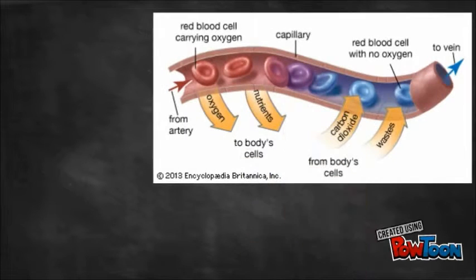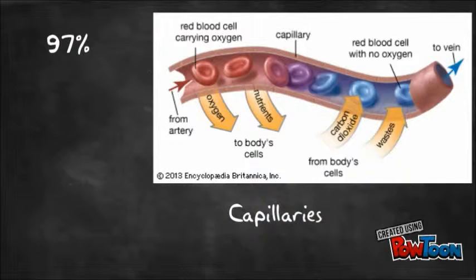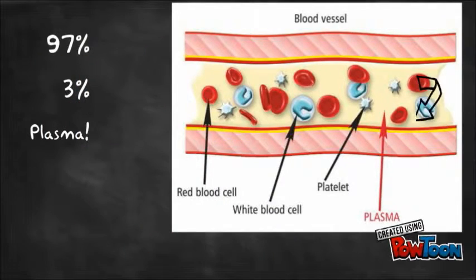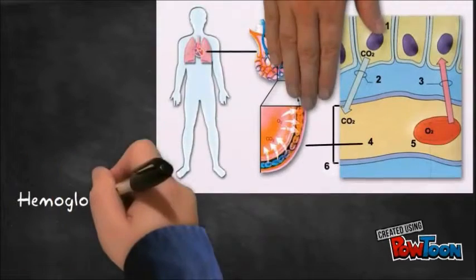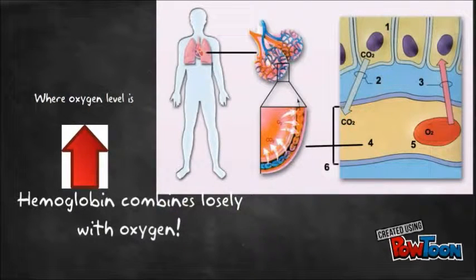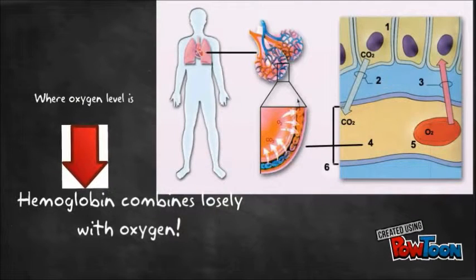In the capillaries, the oxygen is released to be used by the cells of the body. 97% of the oxygen that is carried by the blood from the lungs is carried by hemoglobin. The other 3% is dissolved in the plasma. Hemoglobin combines loosely with oxygen in the lungs, where the oxygen level is high, and then easily releases it in the capillaries where the oxygen level is low.